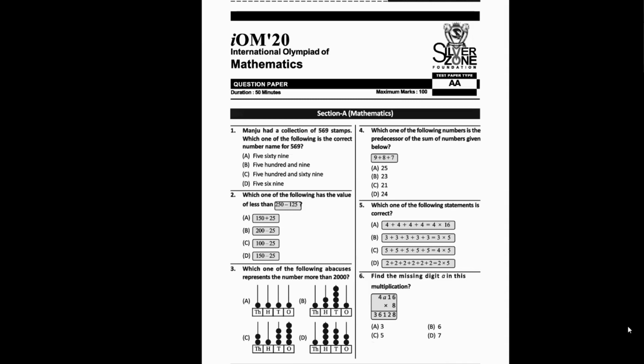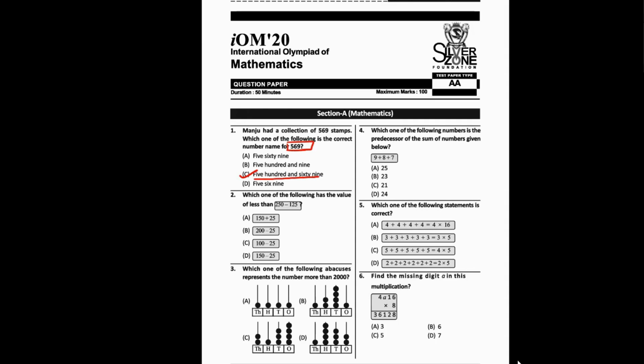So let's start with our first question. The question reads, Manju had a collection of 569 stamps. Which one of the following is the correct number name? Number name means you have to just write this number in words. So 569, this is the word. So this is our answer for the very first question.